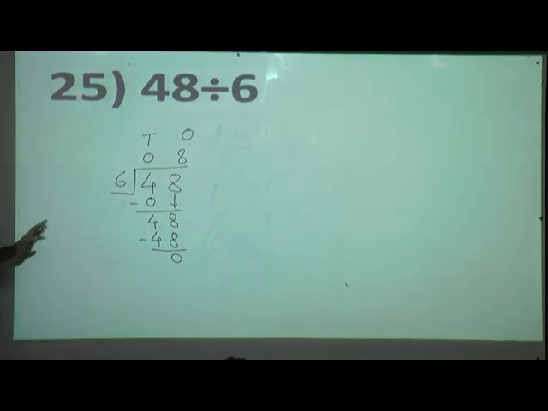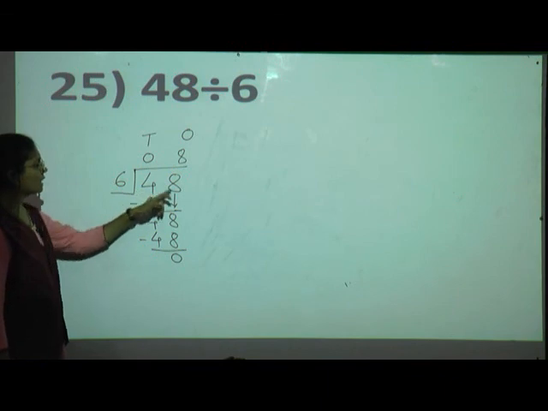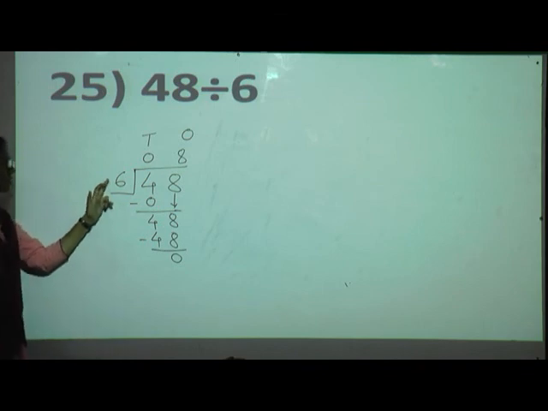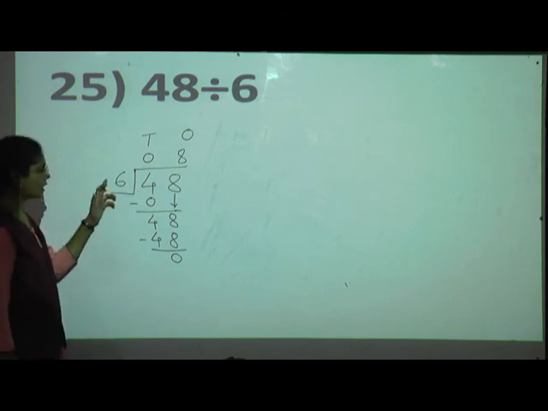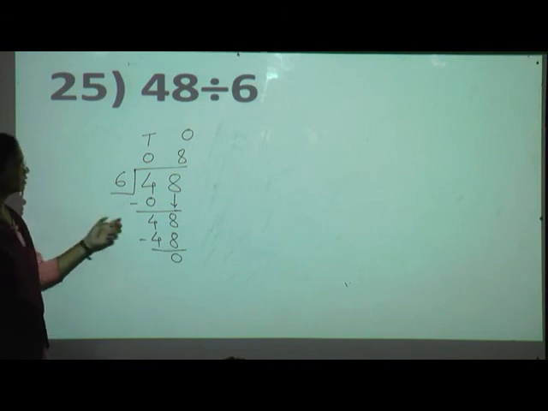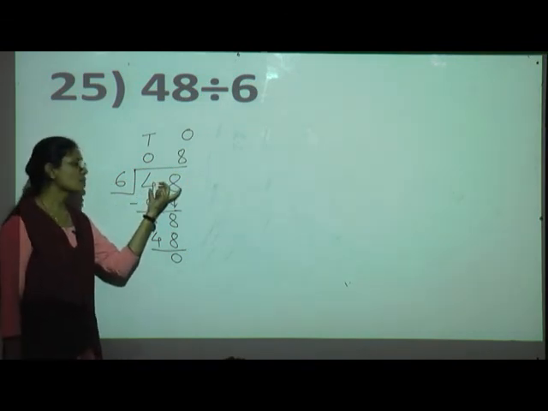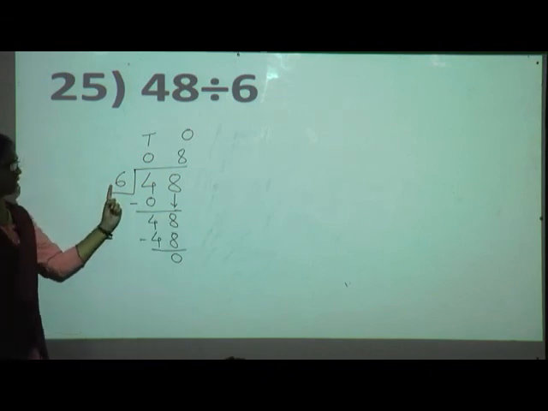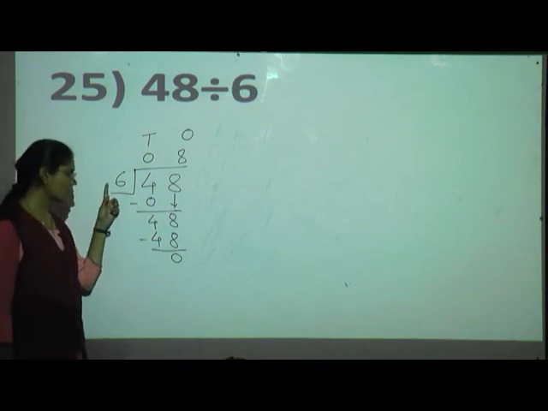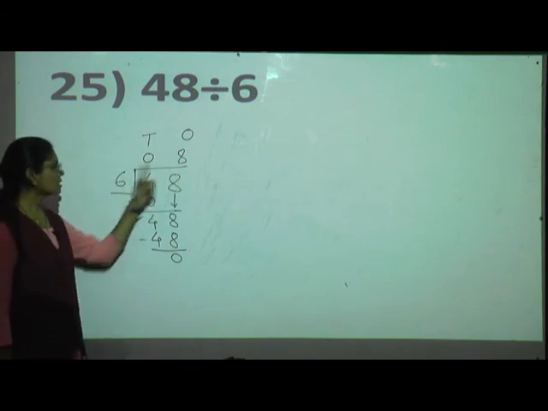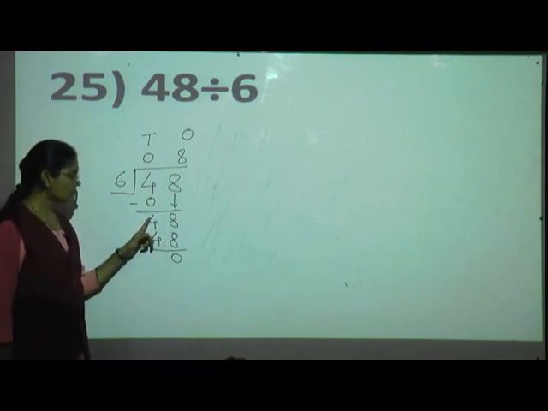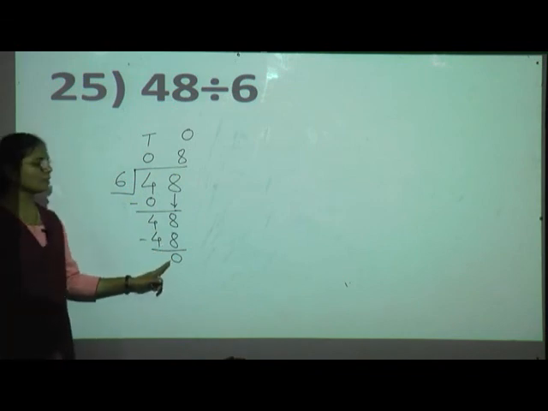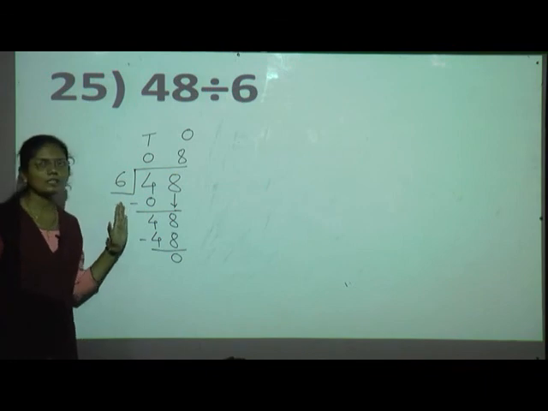Okay. See students, this is a little bit different example, 48 divided by 6. In 48 the first number is 4, which is smaller than the divisor. So here we can't do the division 4 divided by 6. So at that time what we will do? Yes, we will take both numbers together, that is 48, and then we will see in 48 how many 6 are there. In 48 there are 8 6's. Then afterwards we do the subtraction, 48 minus 48, and we will get the remainder 0. So in this way you have to solve this example.